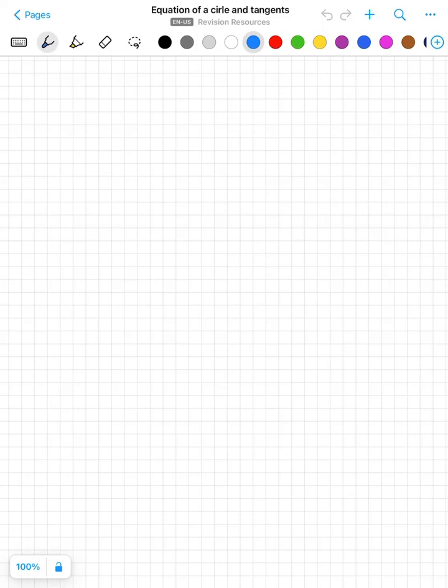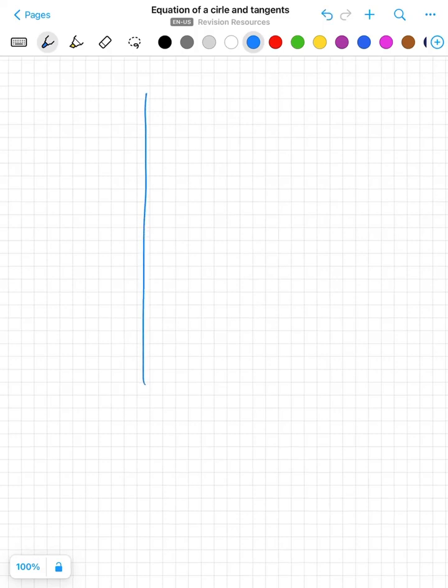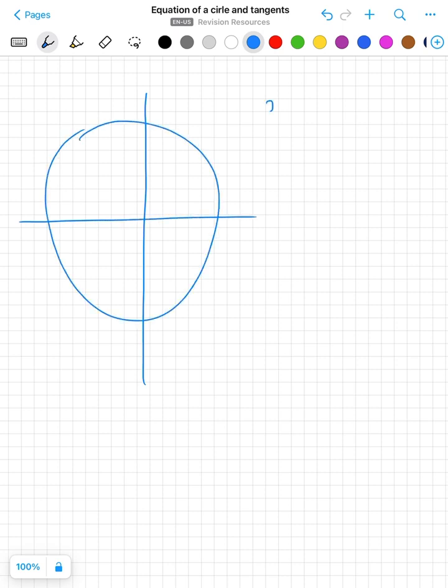Equation of a circle and tangents. When we're looking at the general form of an equation of a circle, it's in the form of x squared plus y squared equals r squared.